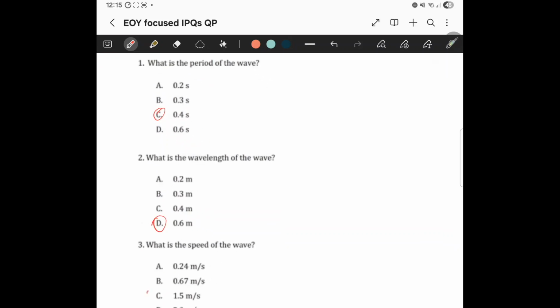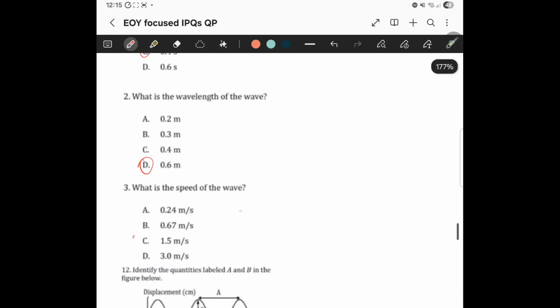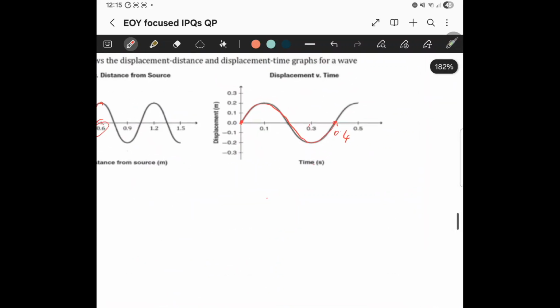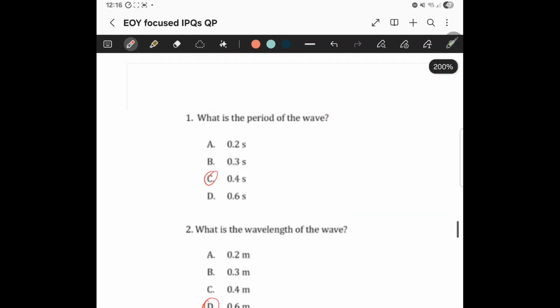Very nice. And now I need to find the speed of the wave. Speed of the wave equals f lambda. Now I need to find the frequency. So let's go back up. I know this is my period. f equals 1 over T equals 1 over 0.4. Obviously 1 over 0.4 is simply going to be 2.5. So now I'm going to write that into my formula.